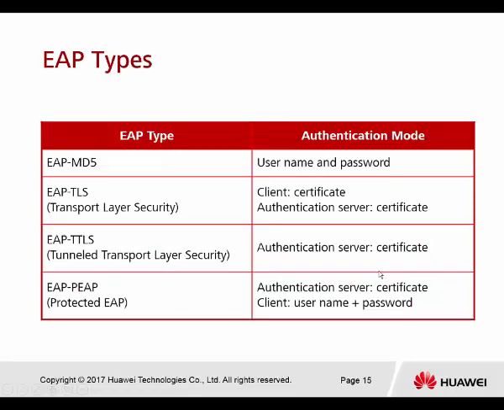The EAP type, there are 4 different ones. The first one, MD5. When we're using EAP-MD5, the authentication only requires a username and password. That's all. When we select TLS, TLS stands for Transport Layer Security. So the client will require a certificate, and the authentication server also. So the certificate is on both sides.